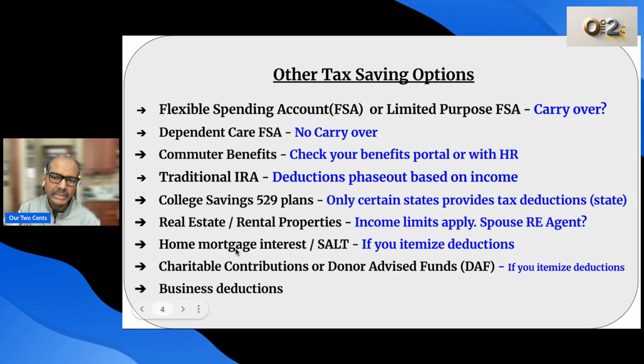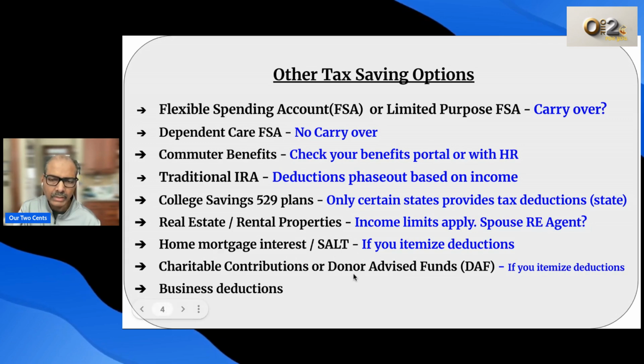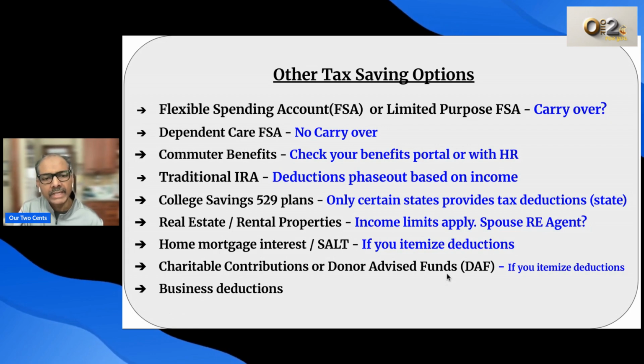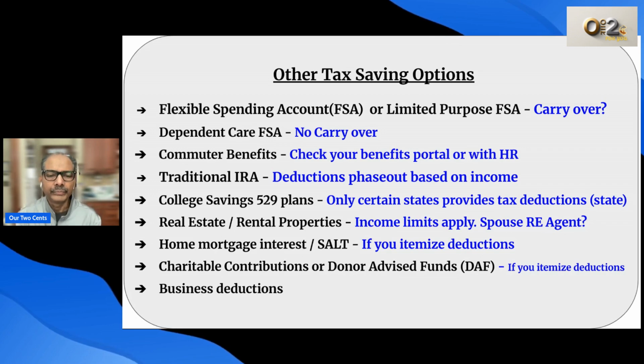And if you're doing itemized deductions, then you might be able to deduct home mortgage, state and local taxes, real estate tax, your property taxes, charitable contributions, or donor advised funds. Right? Again, you have to itemize for this as well. Charitable contribution is where you contribute towards a charity like the Red Cross or any other charity, right? You get 25% back from your contributions.